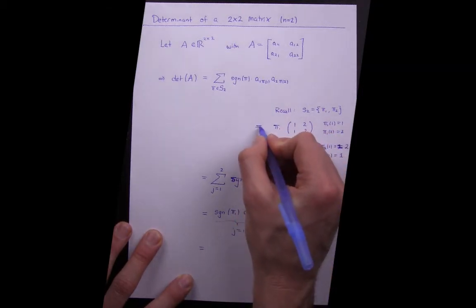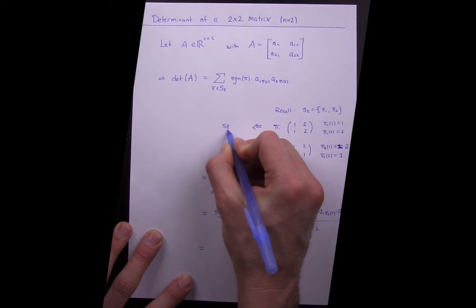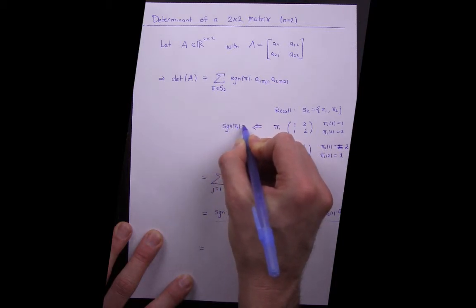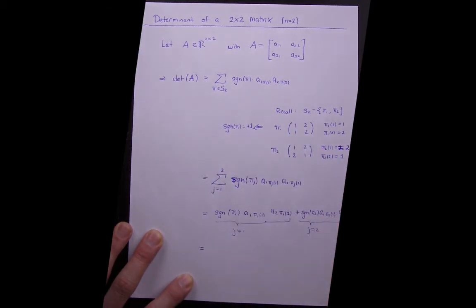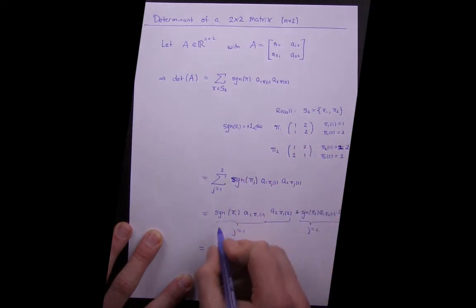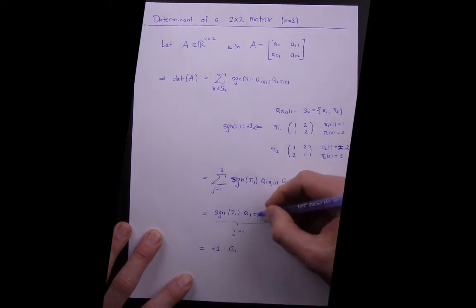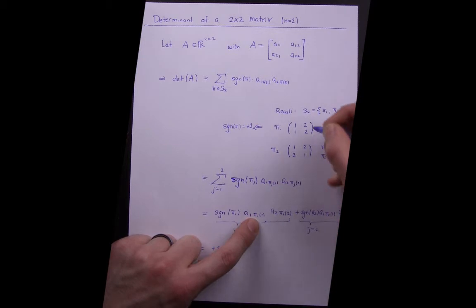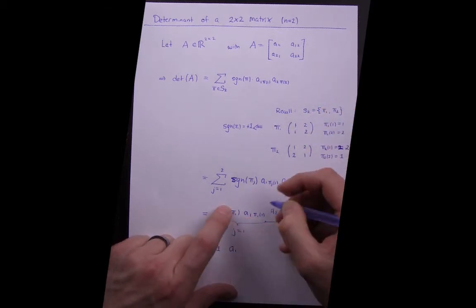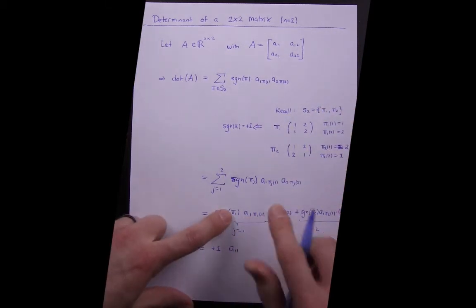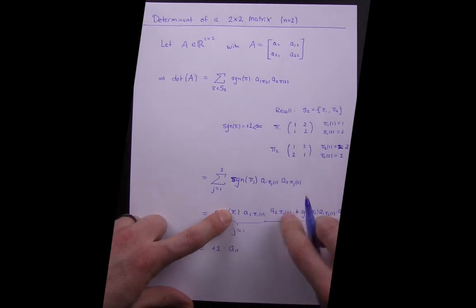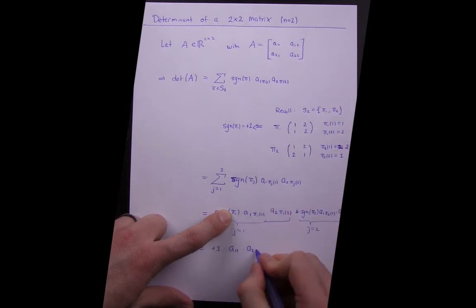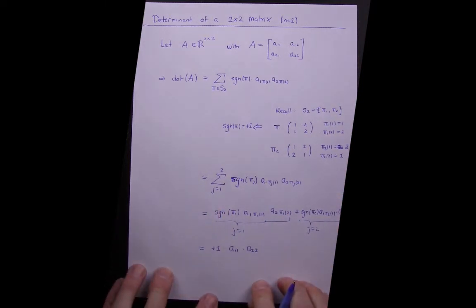We knew from the last video that the sign of pi 1 was a positive 1 because there were no inversions there. So in particular, this would be positive 1 times a1, and then what we want to know is what is the image of 1 under pi 1. So let's see, 1 goes to 1, so this would be a1,1. Here we want to know what is the image of 2 under pi 1. Well, 2 goes to 2, so the column index must be 2.